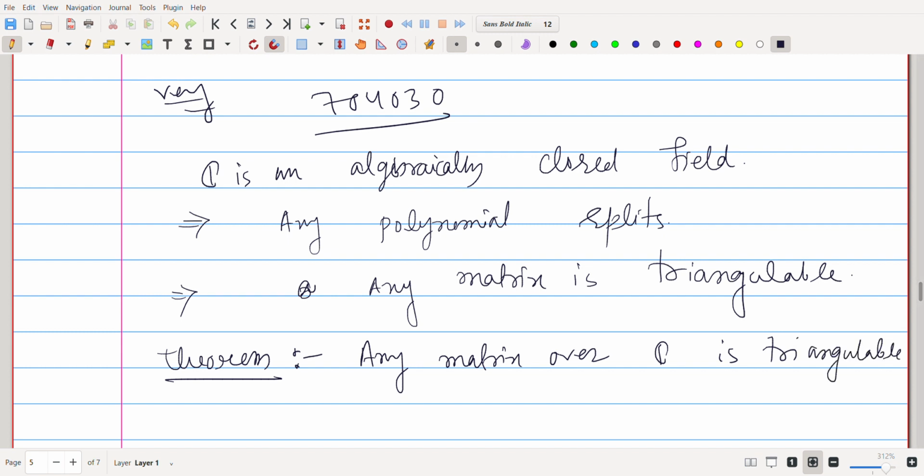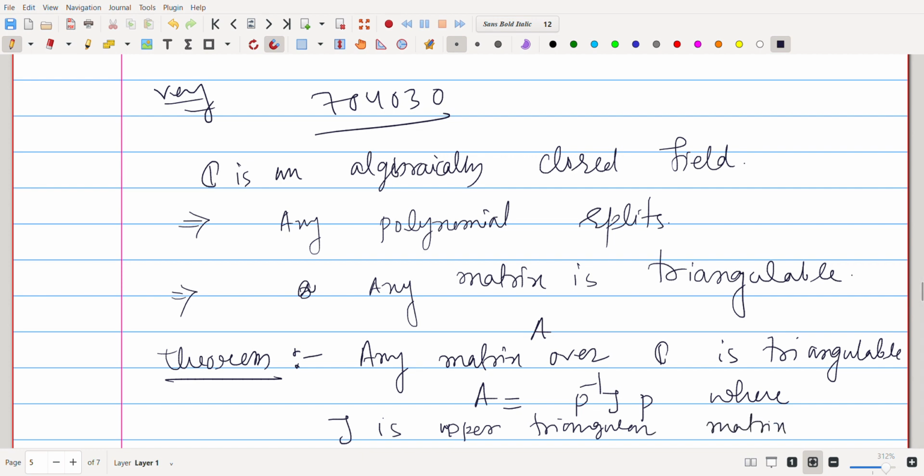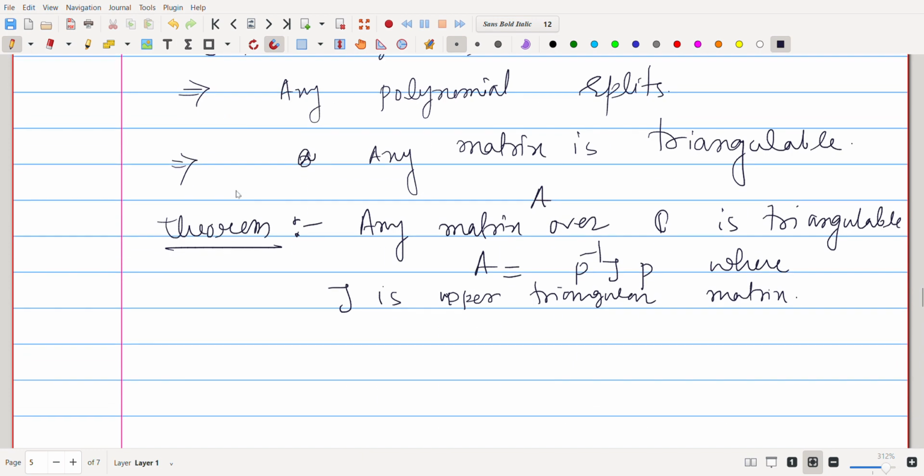What is its meaning? If the matrix is A, then A can be written as P inverse JP, where J is an upper triangular matrix. Or in particular, if you know Jordan canonical form, you can take J to be the Jordan canonical form of A. So any matrix over C, you can write its Jordan canonical form. So J is an upper triangular matrix, right?